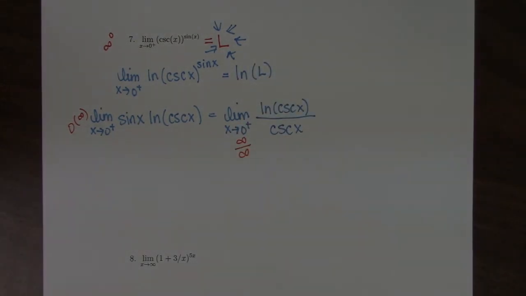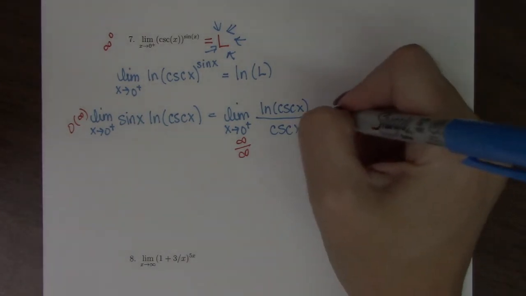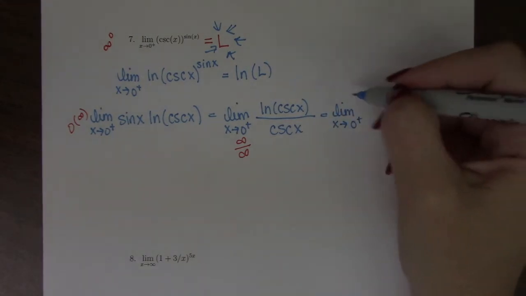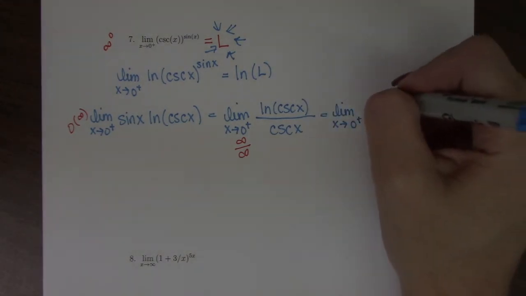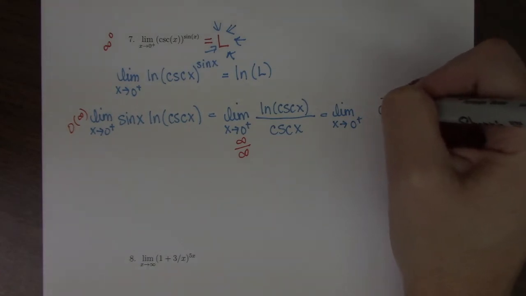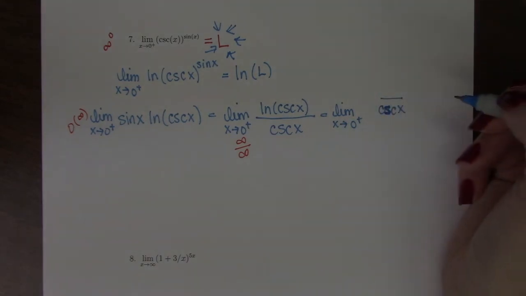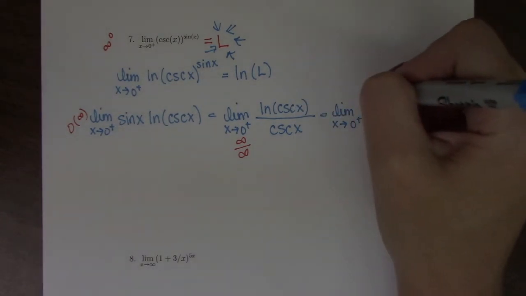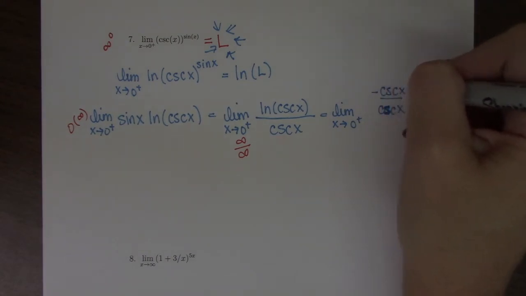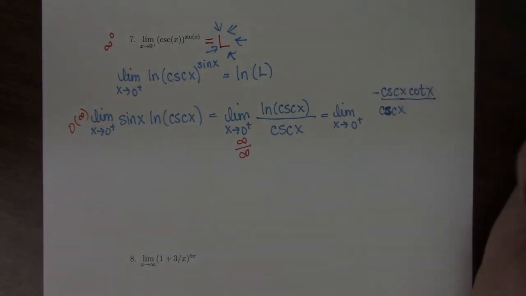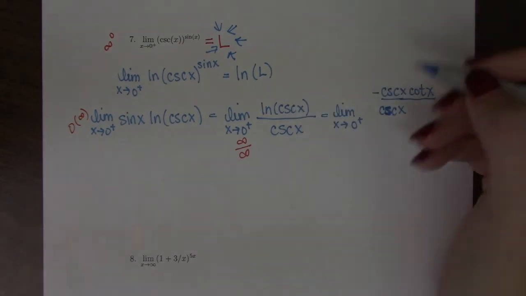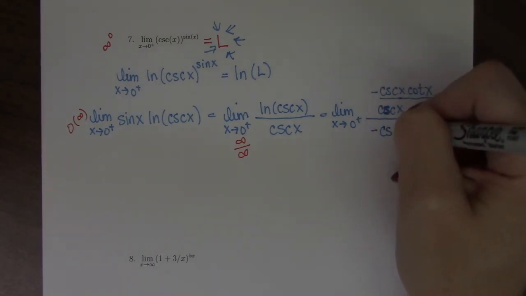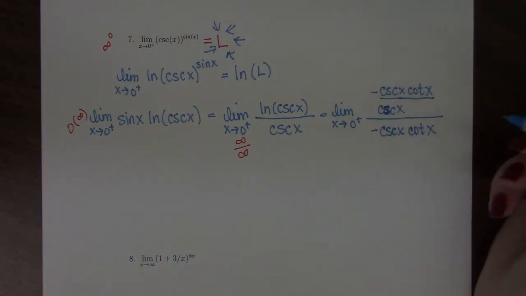Now I can use L'Hopital. So we're going to take the derivative of the numerator, and the derivative of the numerator is 1 over the stuff inside the log, which is cosecant x, and then you multiply by the derivative of what was inside. The derivative of cosecant is negative cosecant cotangent. Then in the denominator, I take the derivative of cosecant, and I get negative cosecant x cotangent x.